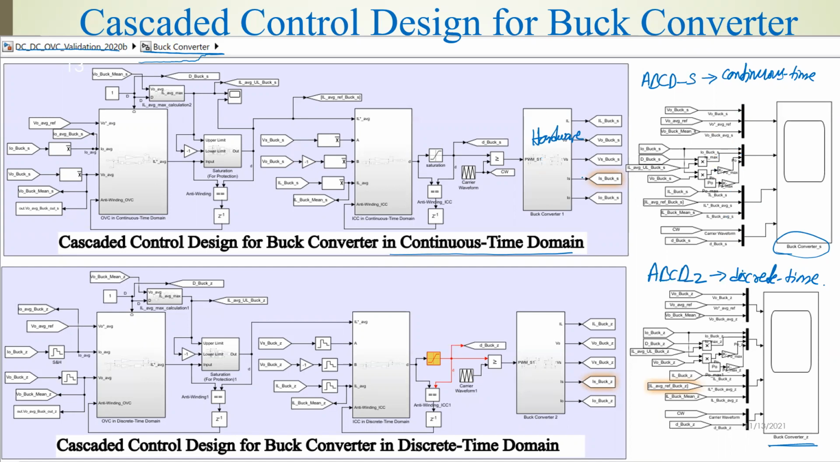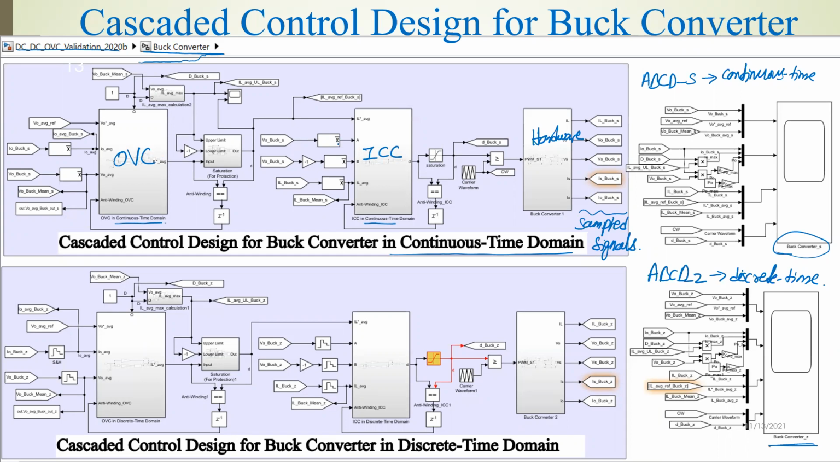Then we have these sampled signals, and these sampled signals are used in the control. This is our inner current control loop, and this is our outer voltage control loop. Of course, they are in continuous time domain. We already saw the structure of the inner current control loop and outer voltage control loop.